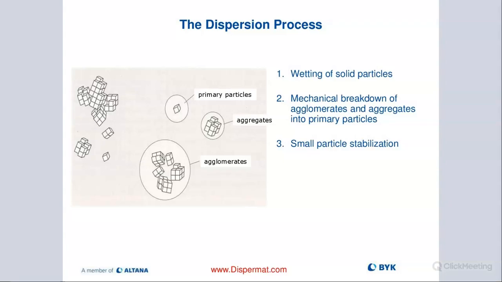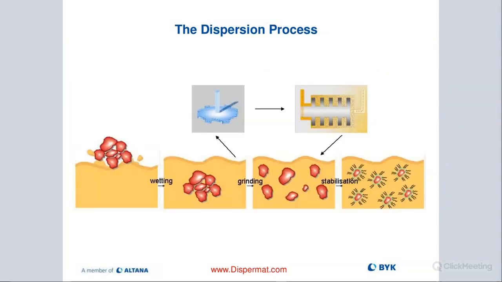So we really don't have the ability or the shear just by using a Cowles blade to go from the aggregate level down to the primary particle level. So we really need to use a milling system to get us there, because we just don't have enough shear with the Cowles blade. Illustrated here in this picture is actually the entire dispersion process.